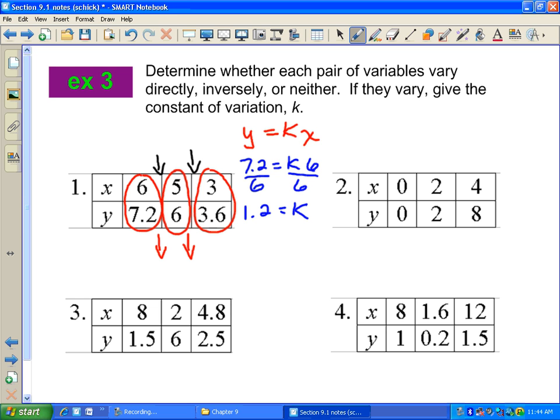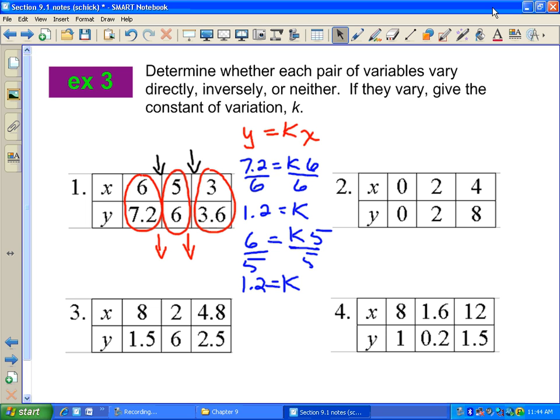Try it on the other one, just in case. 6 is equal to k times 5. Divide by 5. K is equal to 1.2. If I did this with the 3, 3.6 equals k times 3, divided by 3, I still get 1.2. So my k is 1.2.